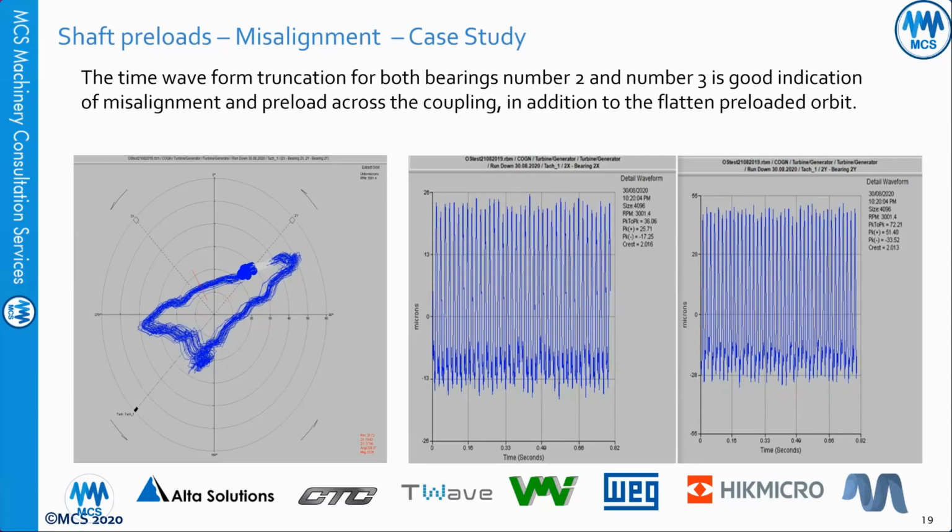And people often say journal bearings need only a proximity probe. No, with journal bearings, you need to collect relative displacement data, and the absolute casing vibration data. You need to collect both of them.